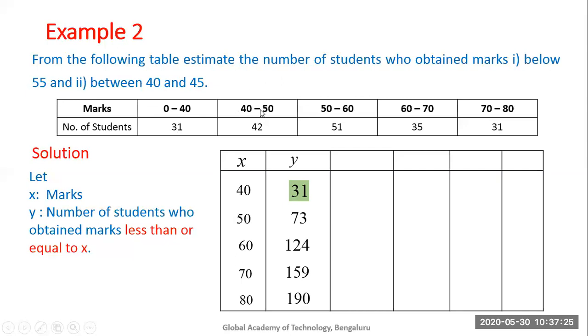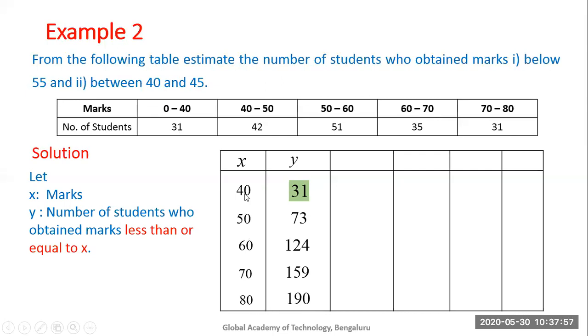So below 50 means it includes both 40 to 50 as well as 0 to 40. So below 50 means both of these, 42 plus 31, that is 73. Below 60 means 51 as well as 42 as well as this 31. So we get 124. Similarly, below 70 is the sum of all these values, and below 80 is 31 plus 35 and so on up to 31. So the sum of all these values is the number of students who obtained marks below 80.